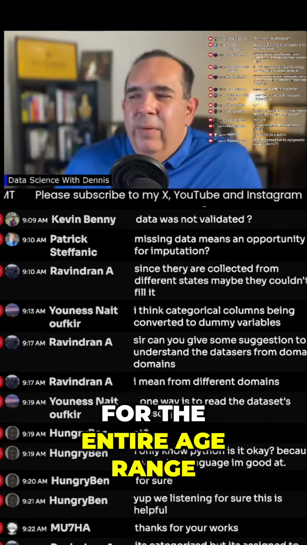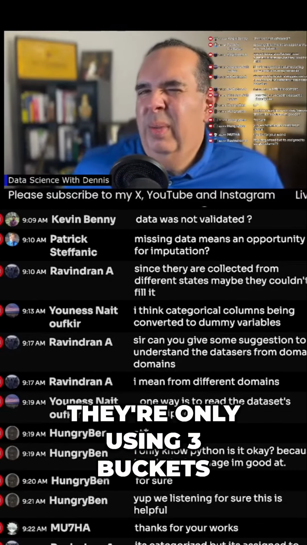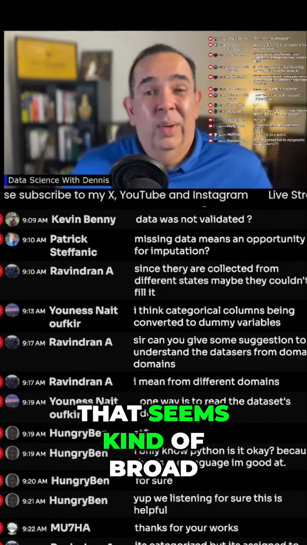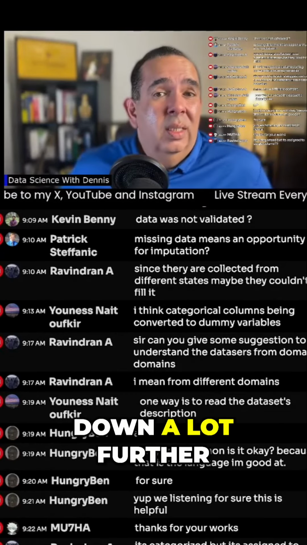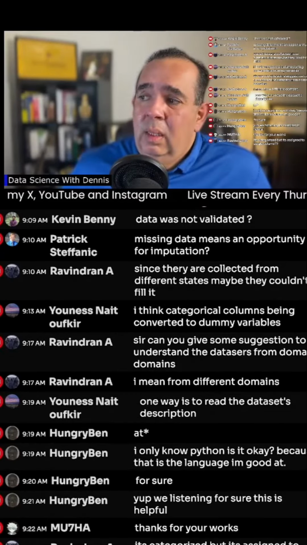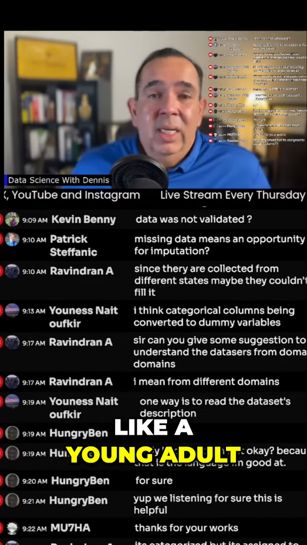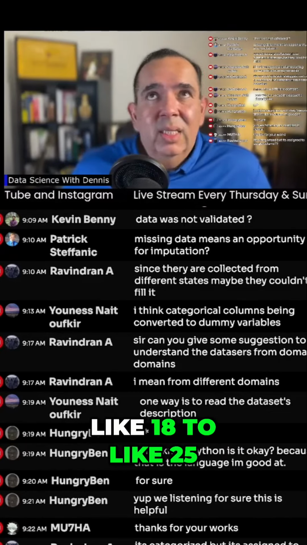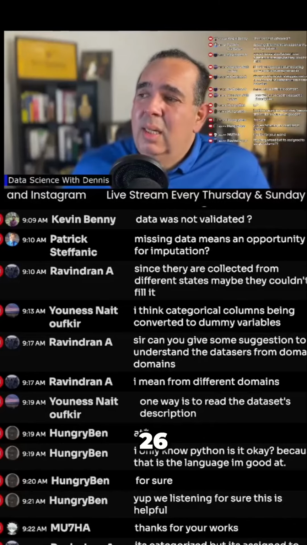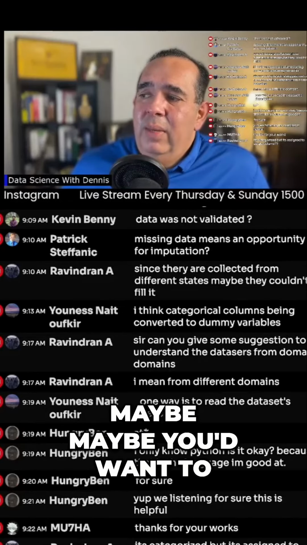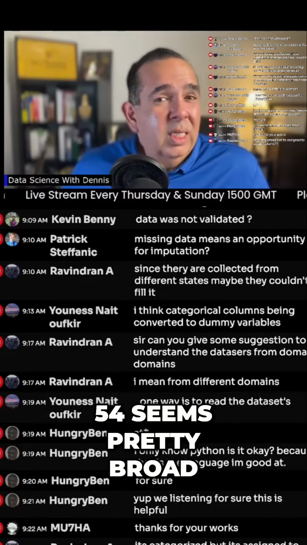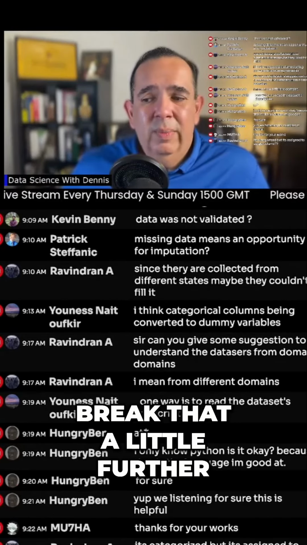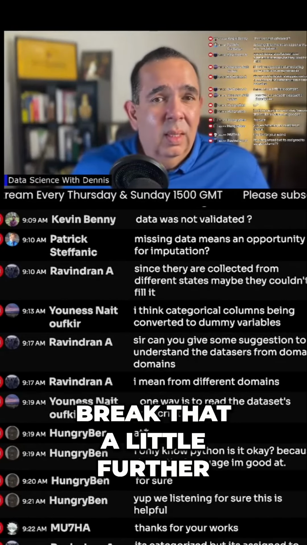Because think about that. For the entire age range, they're only using 3 buckets? That seems kind of broad, right? It feels like that could be broken down a lot further. Maybe you could break it down to like a young adult. Young adult would be like 18 to like 25, 26, right? Maybe you'd want to break out the 35 to 54, which seems pretty broad, right? So maybe you want to break that out a little further, right?